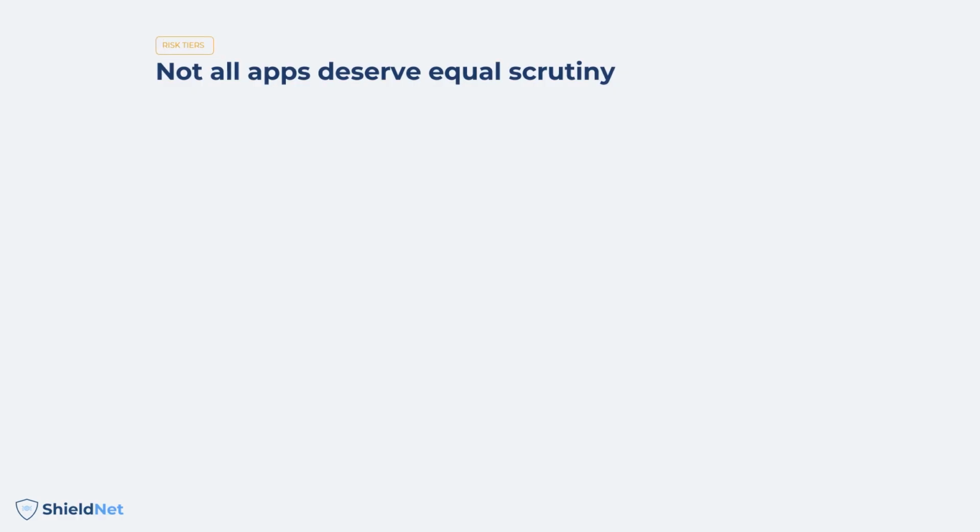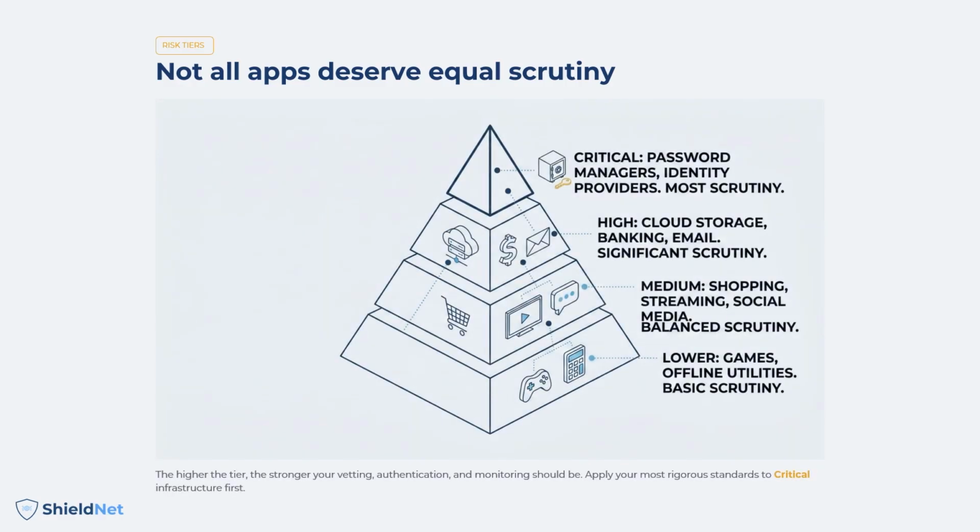Not all third parties carry equal risk. The risk depends on what access you grant them, what data they can reach, and what happens if they are compromised. Understanding this lets you apply proportionate scrutiny rather than treating every app identically.